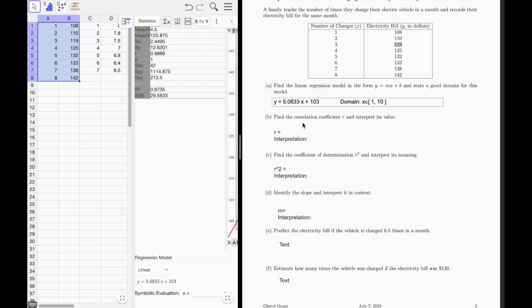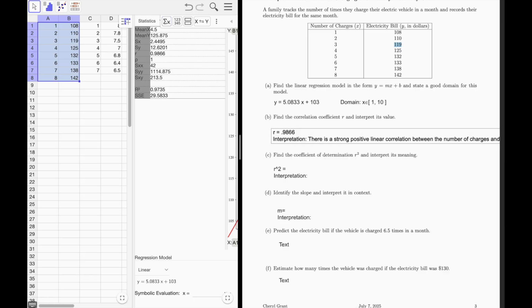And so here's the R value. I'm going to put that in there. So I'm going to put in R is 0.9866. Now we have to interpret that. Because R is positive and it's really close to 1, I'm going to say there is a strong positive linear correlation between the number of charges and the electric bill.